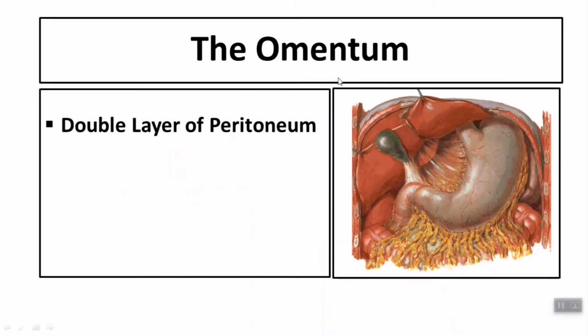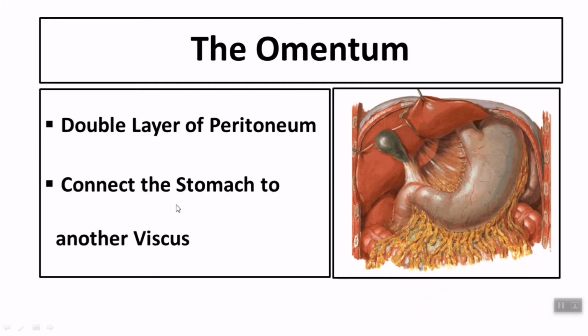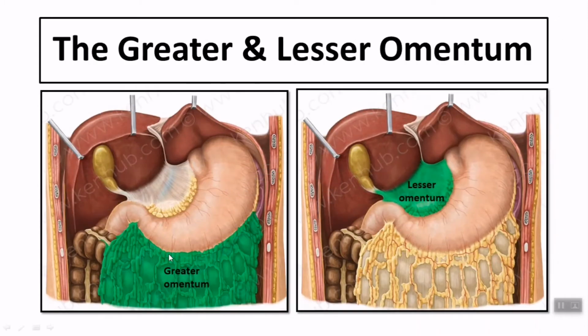Now we come to a term: when the peritoneum duplicates or forms a double layer, it will form certain structures. From these structures is the omentum. Omentum is a double layer of peritoneum that connects the stomach to another viscus such as the liver or the spleen. We have the greater omentum and the lesser omentum.